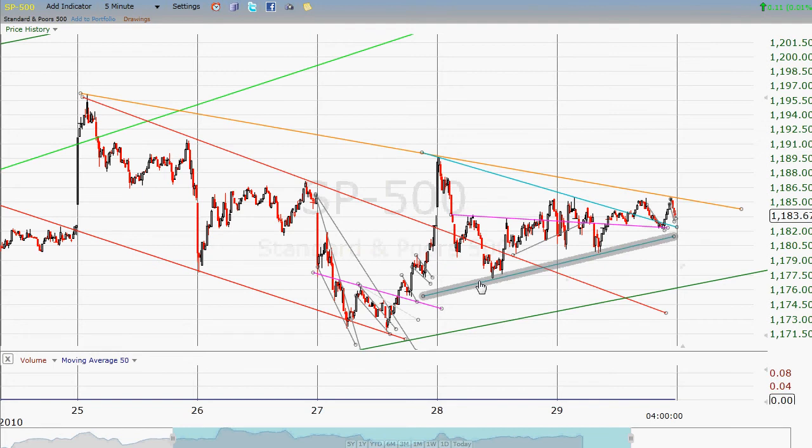But I think we got this triangle that broke out, and I am watching this orange line to see if it gets taken out as well. So let's back up and let me show you one more thing real quick.